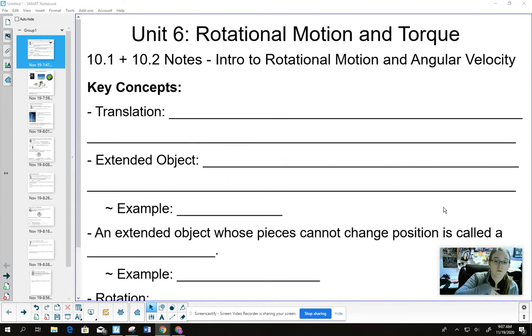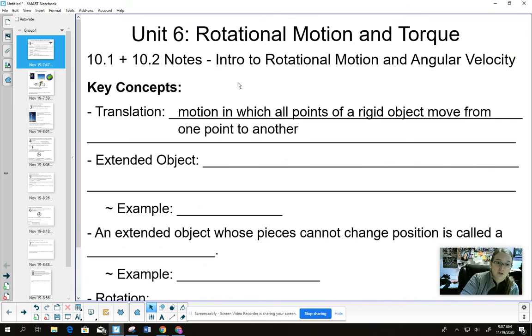What we've learned so far has been translations, which is motion in which all the points of a rigid object move from one point to another. So if I have a bottle here, we've learned that it can move like this. We know it can move in two-dimensional motion as well. It can go up and down. But all of the points move together, and the object really stays oriented the same way.